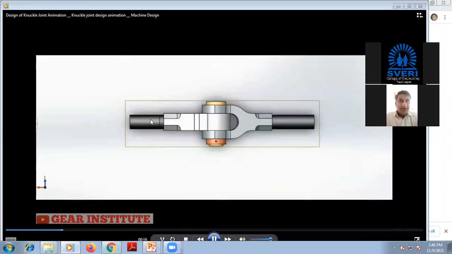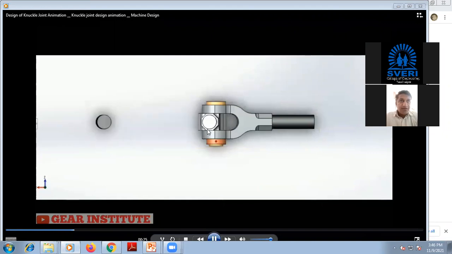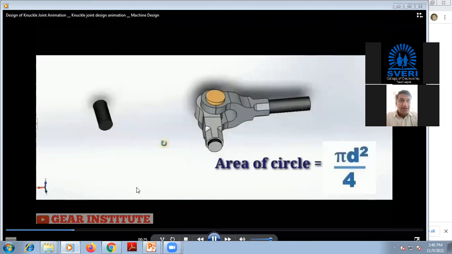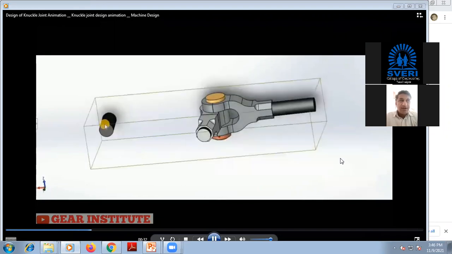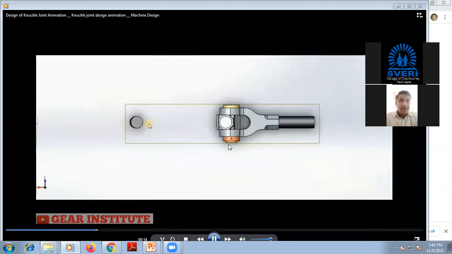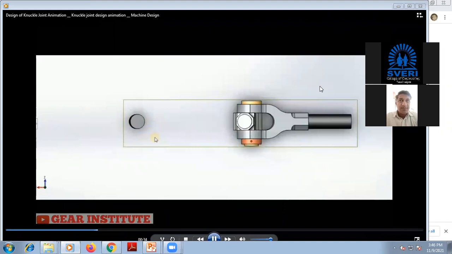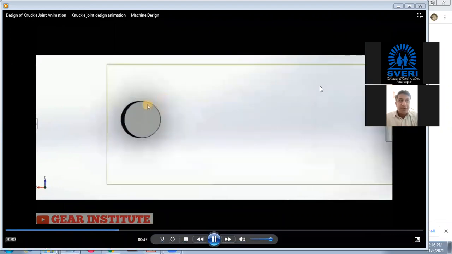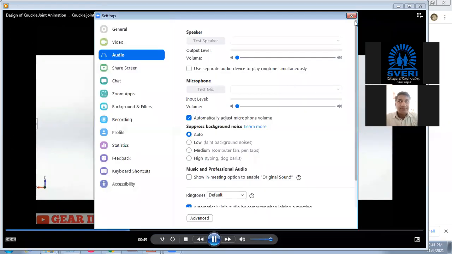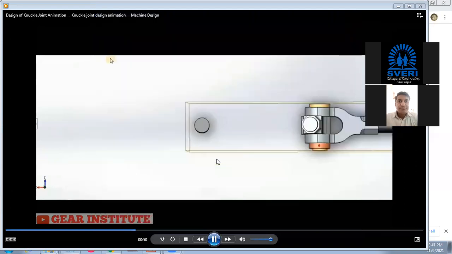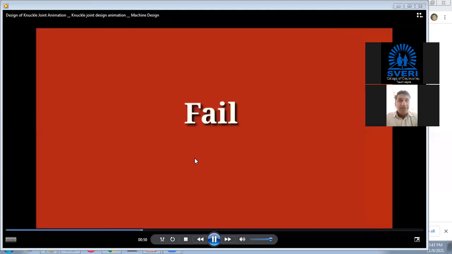Now the first part is that we are going to calculate the dimension of the rod. This rod is undergoing tensile stress, and that's why stress is equal to force upon area. So the area of that rod is calculated as pi by 4 d square, where small d is the diameter of that knuckle joint rod. From that you are going to calculate the diameter.